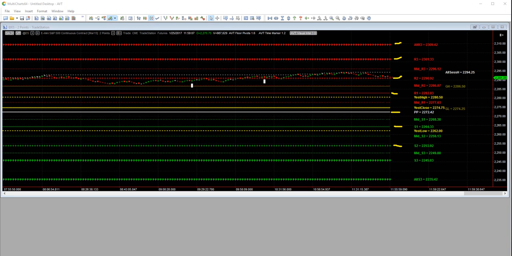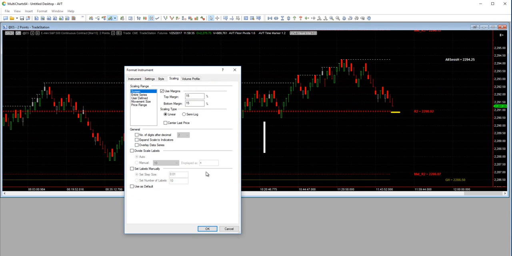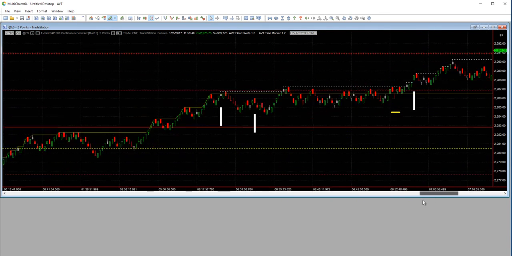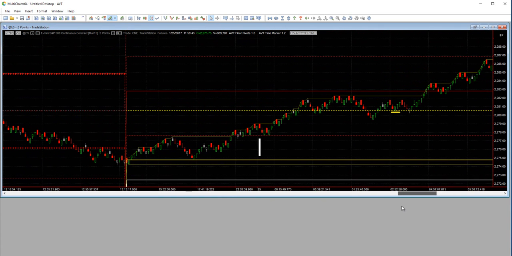But in general, let me show you what's going on. I'm trying to get rid of all of them. Okay, let me go back to the format instrument and turn off the expand scale to indicators, so we can see a little bit of the action here. So let's go backwards and see how we look for these things to help us trade.